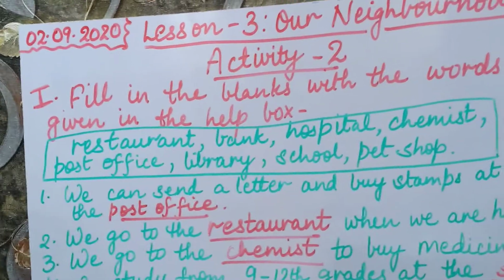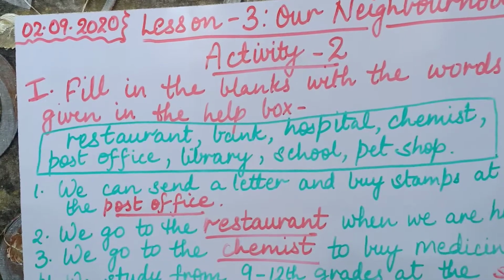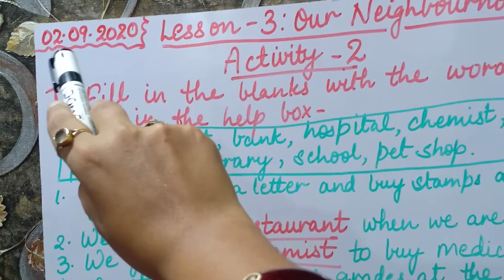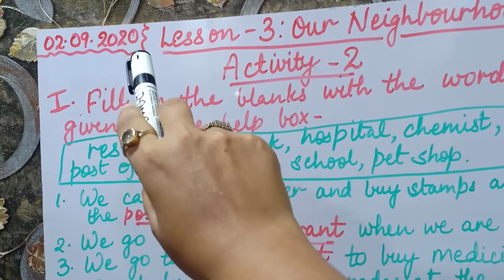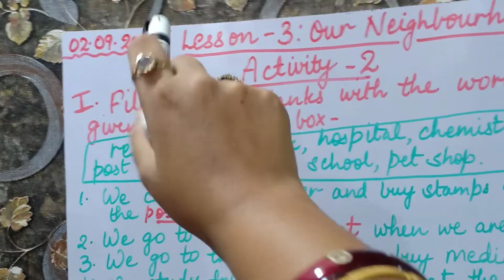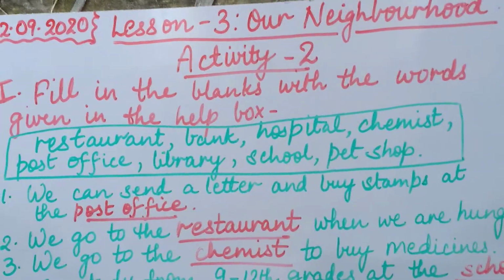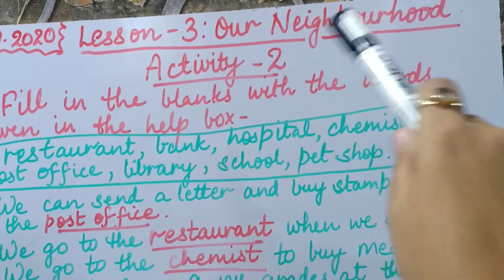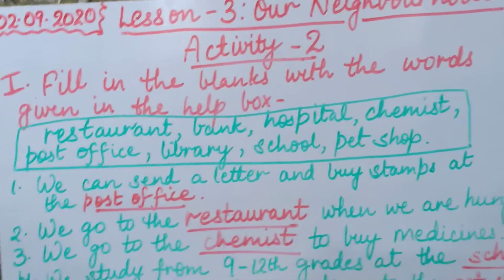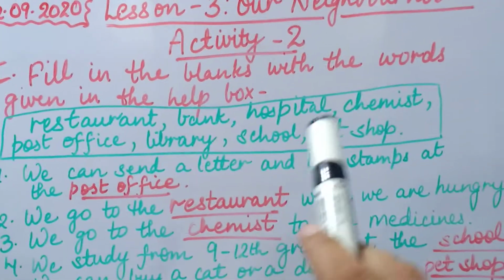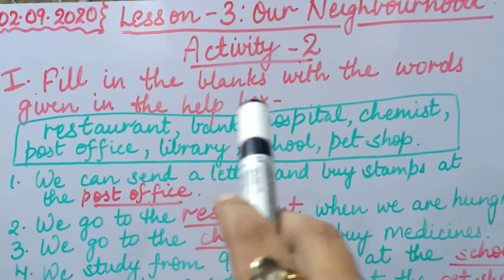First of all children, you will take out a new page in your EVS notebooks, and you will write today's date, that is 2/9/2020. You will write the date, and then in the first line you will write lesson number 3, our neighborhood, activity 2. Okay, now the first question is fill in the blanks with the words given in the help box.